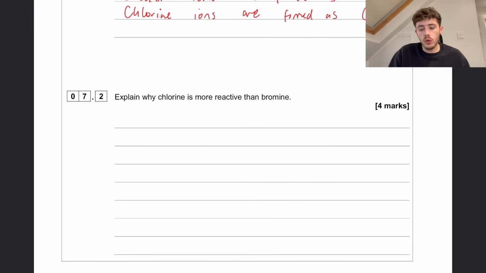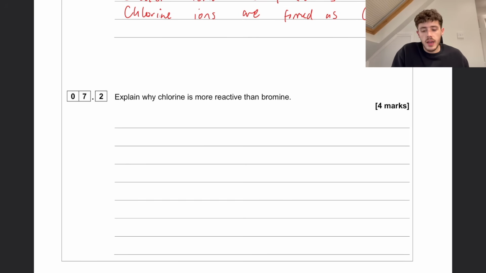7.2. Explain why chlorine is more reactive than bromine. An important analogy that I don't believe is explained massively in schools. Please correct me if I'm wrong. But both of these elements are in group 7. So naturally you would think that they are both as reactive as each other. If you look on the periodic table, chlorine is quite near the top, if not at the top. I can't remember off the top of my head. Bromine is a little bit further down.